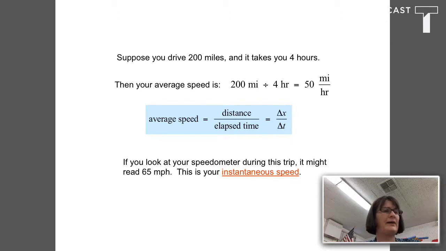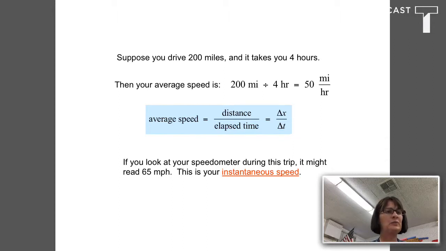If I drive 200 miles, for example, and it takes me 4 hours, I can divide to find my average speed. So the distance that I drive, 200 miles, is my numerator. I'm going to divide by the total time it takes me, so 4 hours, and I get units of miles per hour and a final answer of an average speed of 50 miles per hour.